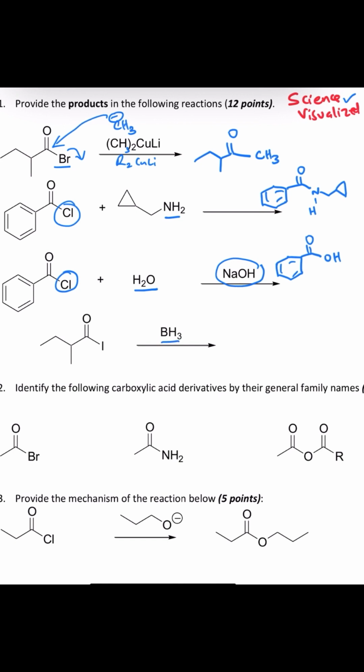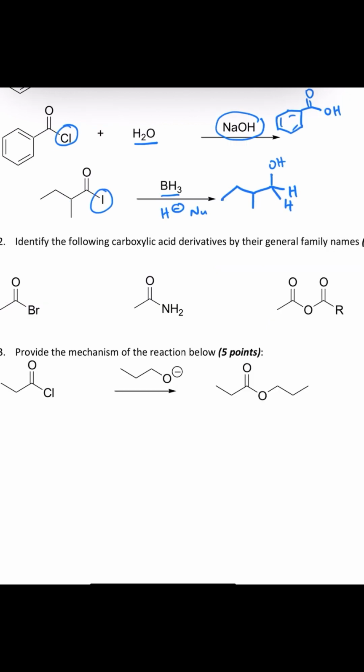Lastly, BH3 is a strong reducing agent and it gives an H- nucleophile, and it will add it twice. So the first time will convert this to an aldehyde, you replace the iodine with the hydrogen, but it does not stop there. It adds again the second time, and therefore that becomes an alcohol, and now you have two hydrogens added to that position. So basically it reduces it to an alcohol.